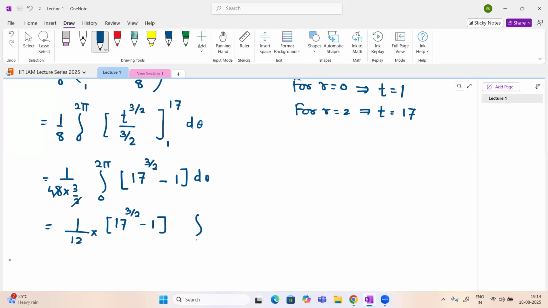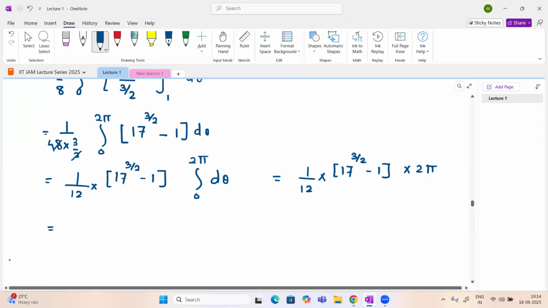So inside the integration, you have d theta. Agree? Yes, sir. Integration of d theta is theta. If you put the lower and upper limits, 2 pi minus 0, that is 2 pi. The 2 will cancel.